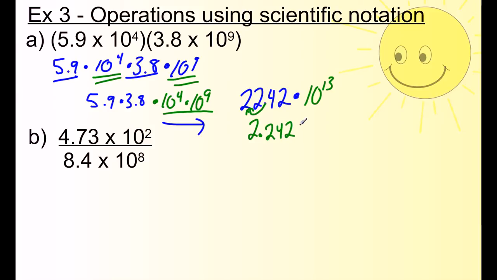2.242 times 10, and now instead of being to the 13th, since we made our number, well, it was a bigger number, my exponent needs to go a little bit bigger. We moved one place, so our exponent gets one more number higher. 2.242 times 10 to the 14th is what this is. And that number is probably too big to fit in your calculator.